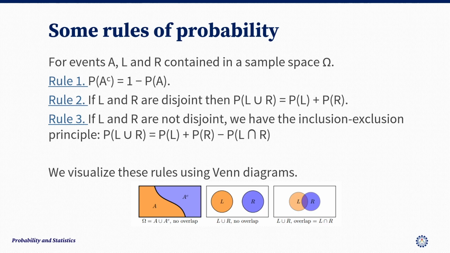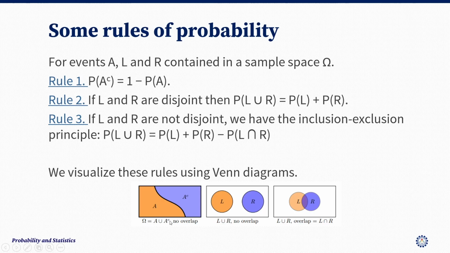In rule number 3, if L and R are not disjoint, we have the inclusion-exclusion principle, which says the probability of L union R is equal to the probability of L plus the probability of R minus the probability of L intersection R. We visualize these rules using Venn diagrams. If you will recall, the inclusion-exclusion principle is just removing the duplicate in the overlap of the union of two sets or subsets. We visualize this using a Venn diagram.